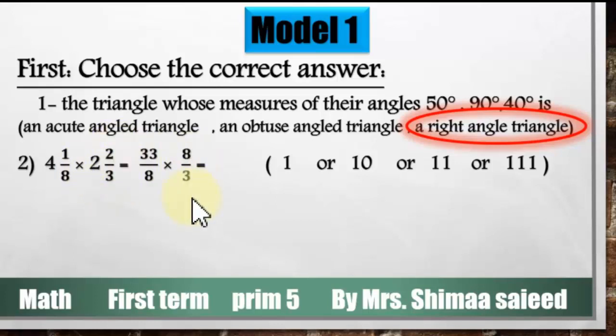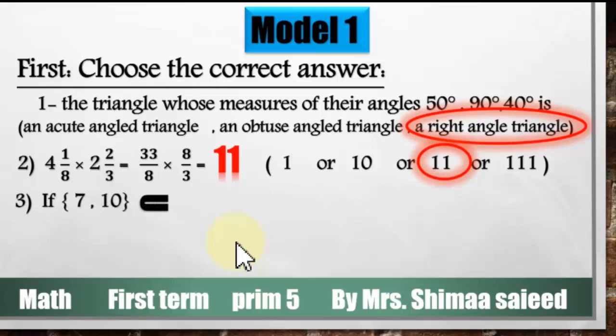Now we will simplify. 8 divided by 8 equals 1. 33 divided by 3 equals 11. 1 times 11 equals 11. So the result is 11.